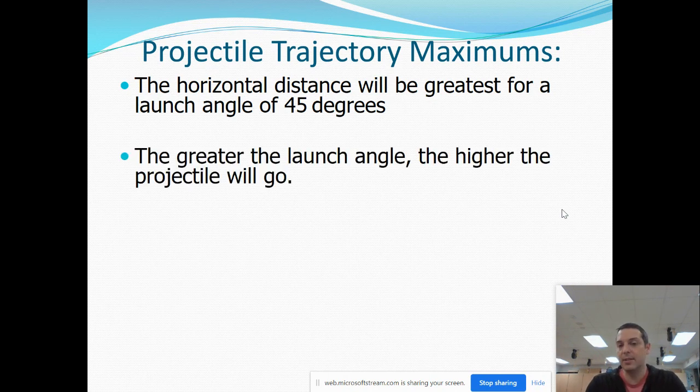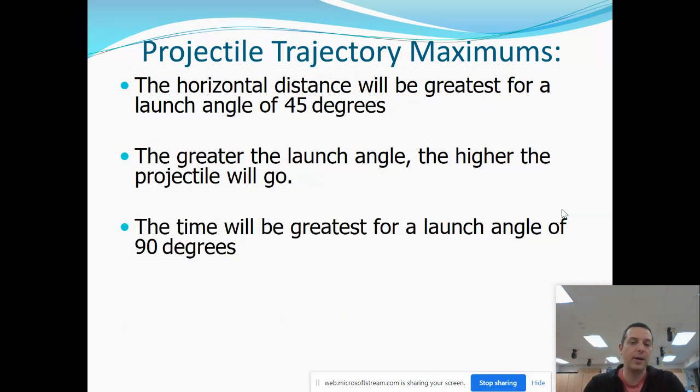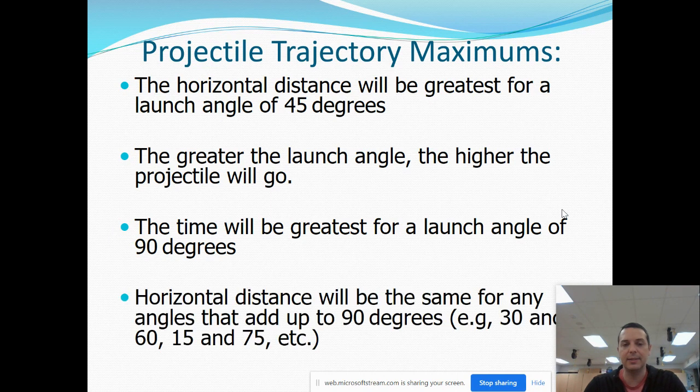If you want the object to go higher in the air, so your projectile gets the greatest height, the greater your angle, the higher the object will go. So 90 degrees would be the greatest. If you want the object to stay in the air the longest, the greater the launch angle, the more time it's going to be in the air. So as your launch angle increases to 90, so does your height and so does your time in the air. But horizontal distance is at its maximum at 45, so that means that anything above or below 45 degrees of launch angle will give a lessened horizontal distance.